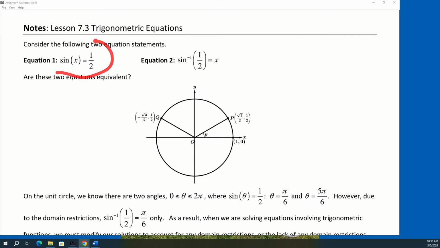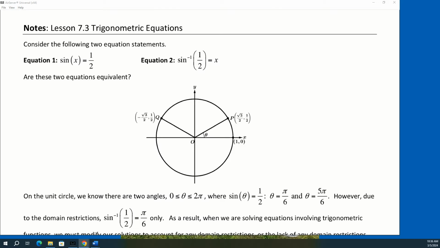And so this first one is telling you to find all the angles, all the x's that have a sine of 1/2. And this is like all the x's, not restricted. And so P and Q would both have a sine of 1/2 because the y coordinate is 1/2. This one, however, is restricted. So out of those two, which would be the answer to x for that one? P. It would have to be the one in quadrant 1.